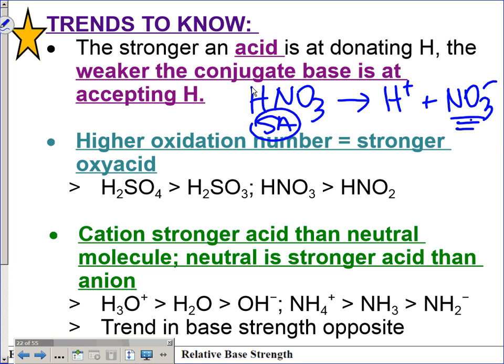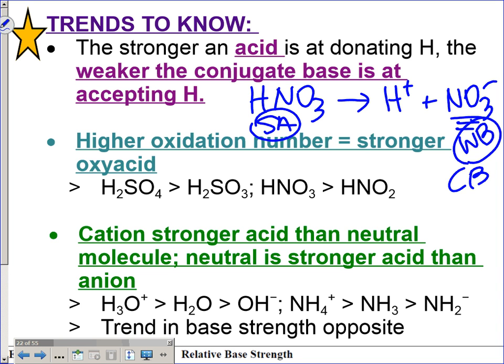Okay, so this is a weak base. Bases, one, form hydroxides in water. Two, they do a pretty good job of attracting H pluses because they like to neutralize themselves. So do strong acids have weak conjugate bases? Yes, that's the point here. All of the strong acids, the conjugate bases that they make are really, really weak bases. We call them weak conjugate bases.